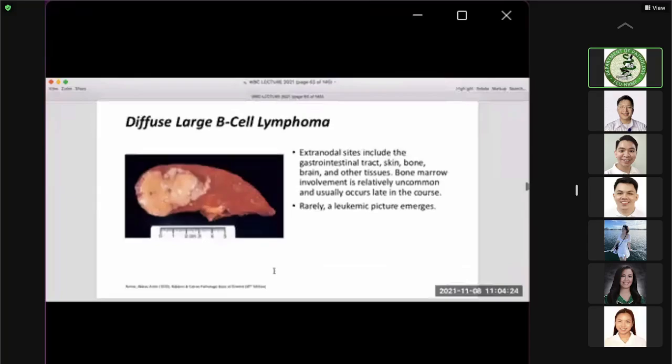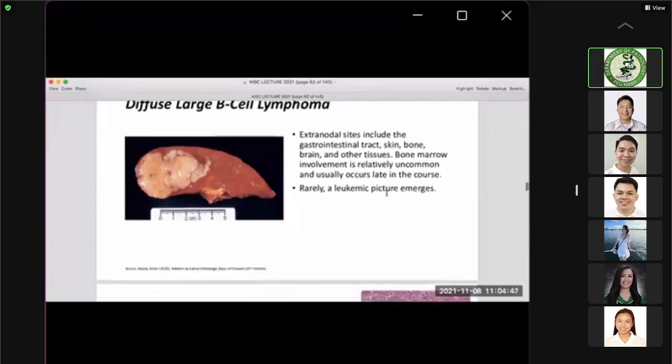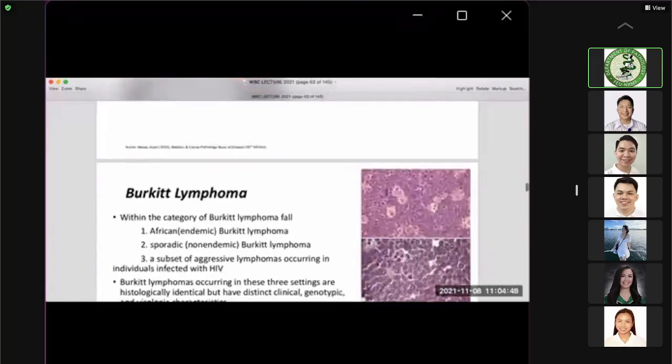Okay, so extranodal sites include these different areas. Involvement is uncommon in bone marrow, usually late in the course. Rarely a leukemic picture emerges. So lymphoma is in the tissue, but it can have leukemic features, so in the blood, you get to see that.